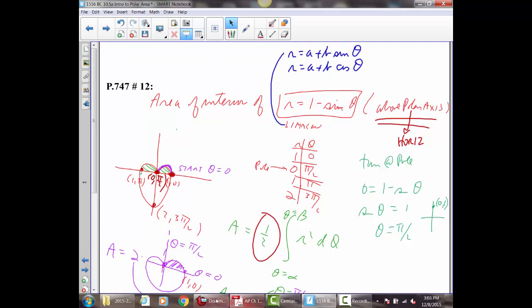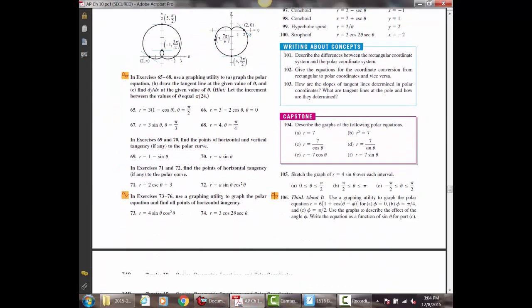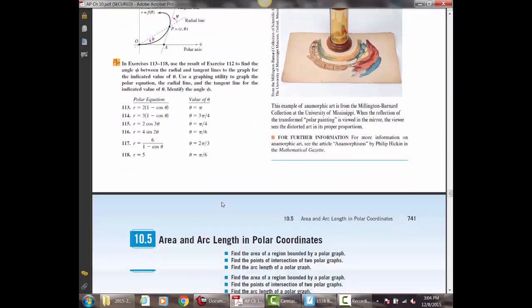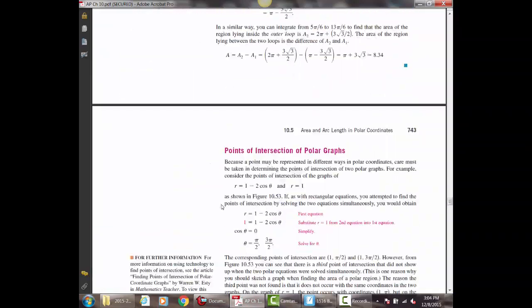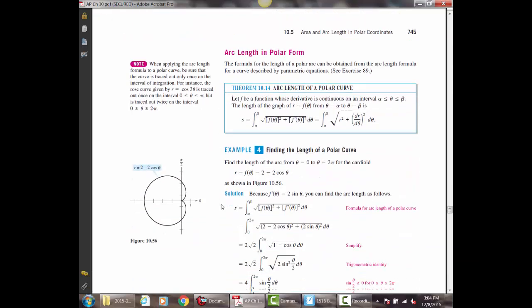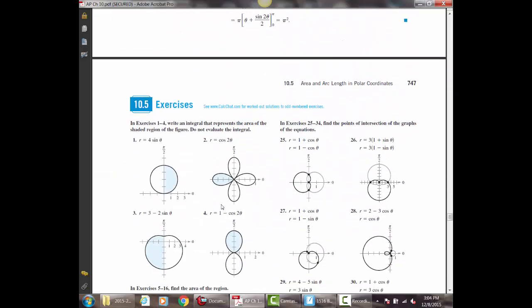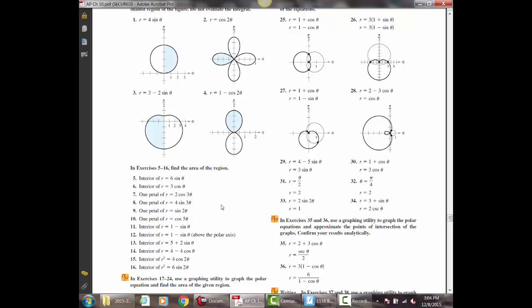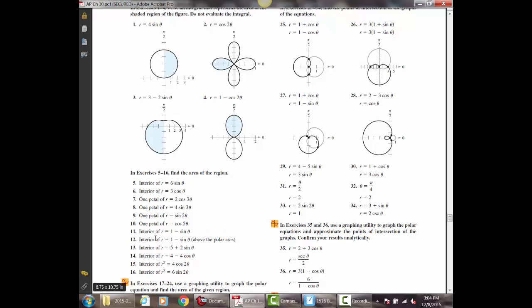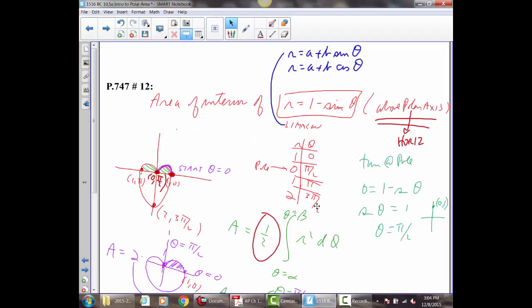I have to look at this question because there's something wrong. Why am I only finding the 2 little parts here and not the whole thing? Let me look at that. Yeah, I'm missing something here. Oh, they want you to find the interior of r equals 1 minus sine theta above the polar axis. Okay, that makes sense. I thought I wrote that in. So they only want the part above the horizontal axis. So the total area they want are these 2 green things.